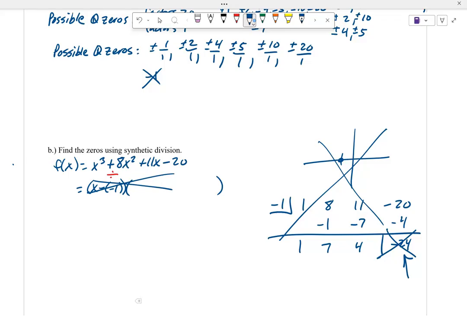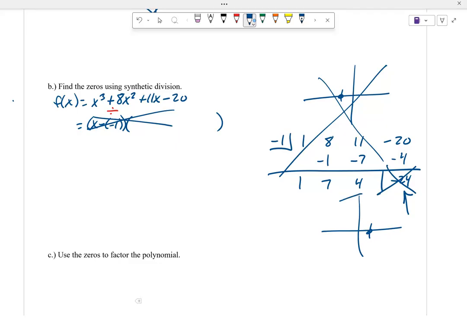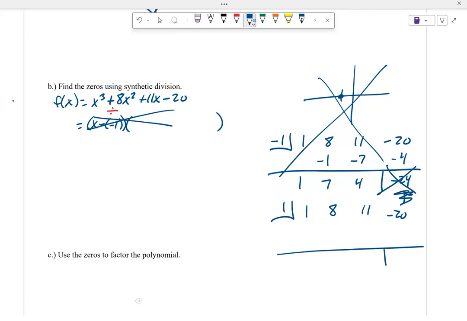What about positive 1? Let's go to the next one on my list of possible zeros. How about positive 1? Does it hit right here at positive 1? Well, if it does, then it'll factor cleanly. So let's try it. So if 1 is a 0, then x minus 1 is a factor. Let's see if this will work.